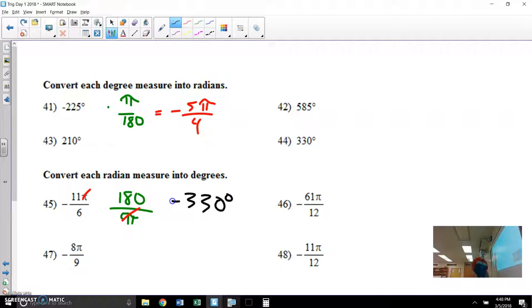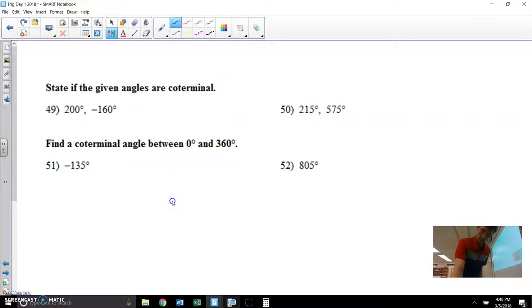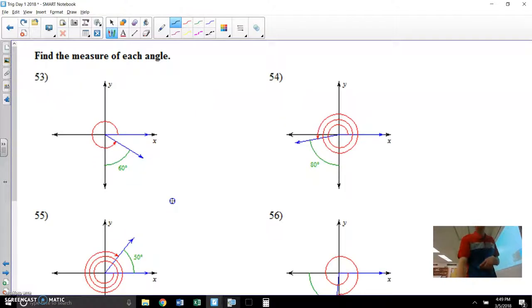So give that a shot. Please bring in your questions tomorrow. Again, coterminal means they're the same angle. It's just add 360 or subtract 360. So give that a shot. And then I thought I'd do just 2 of these real quick to make sure that everybody feels supported. It says find the measure of each angle.